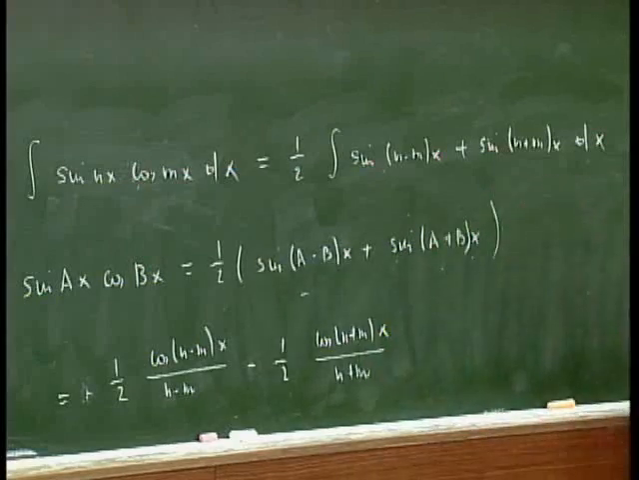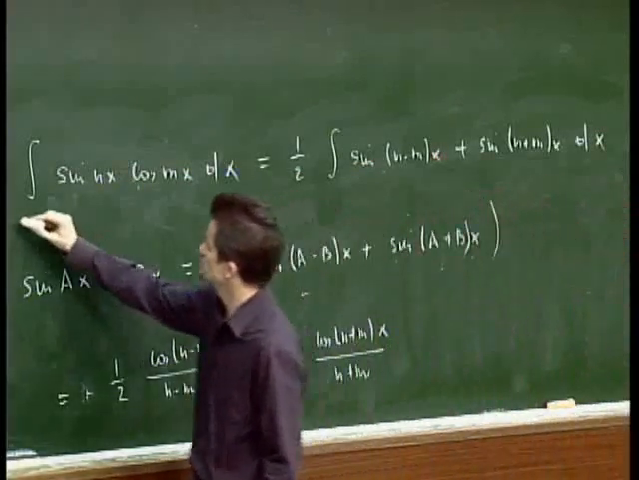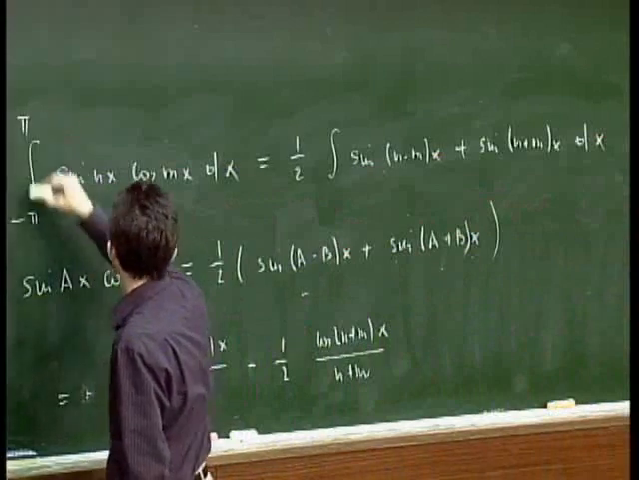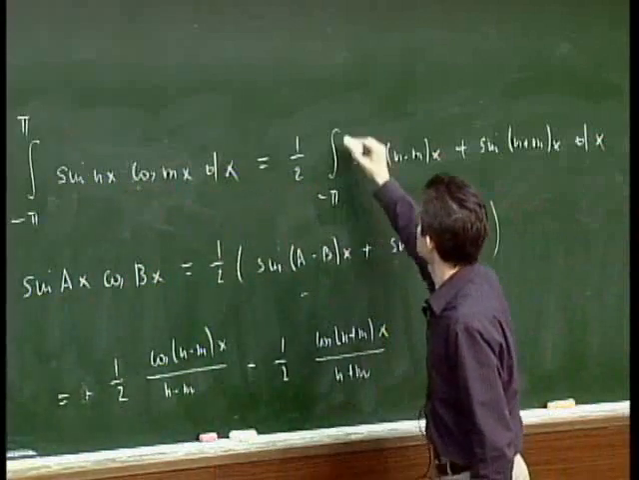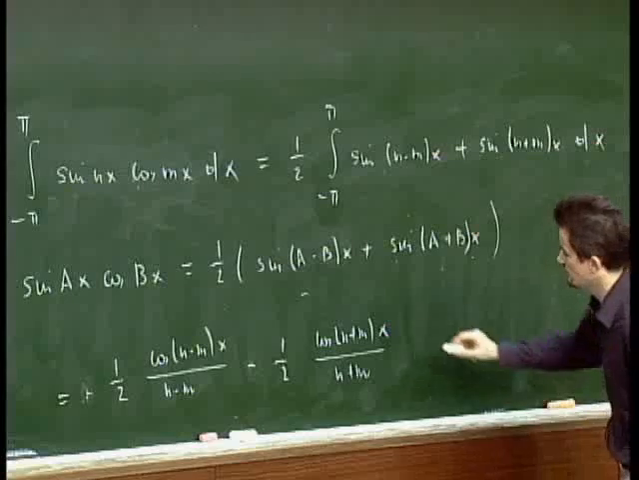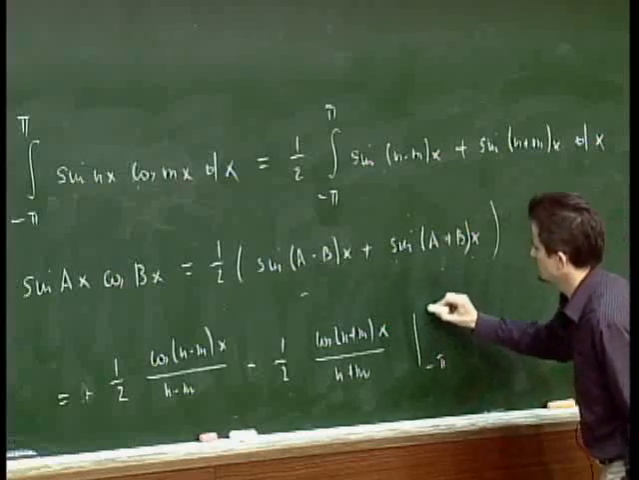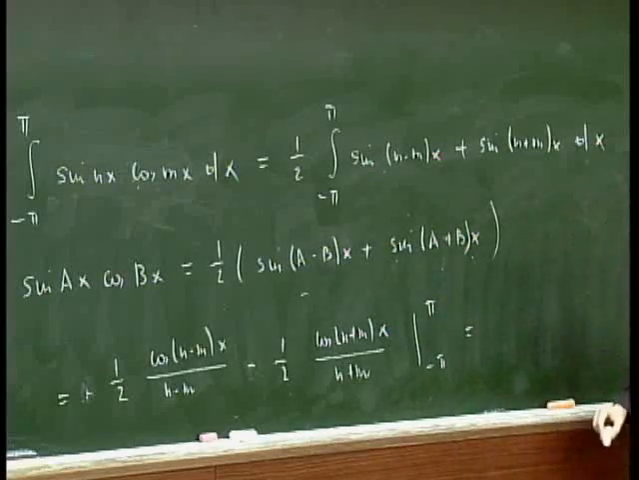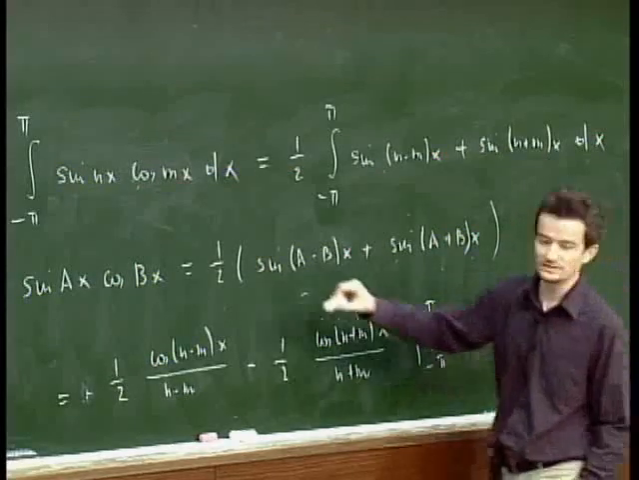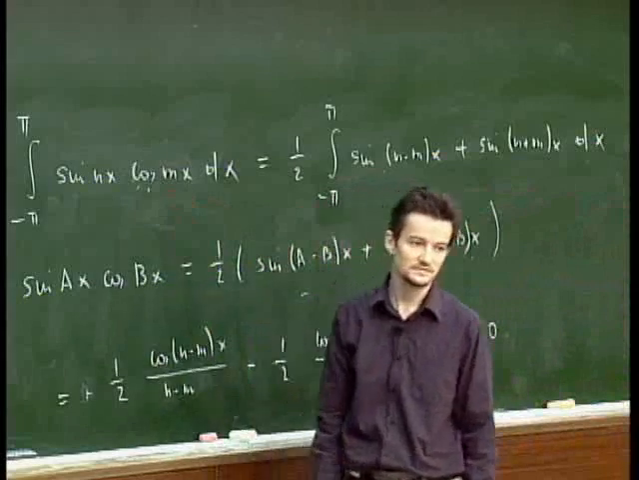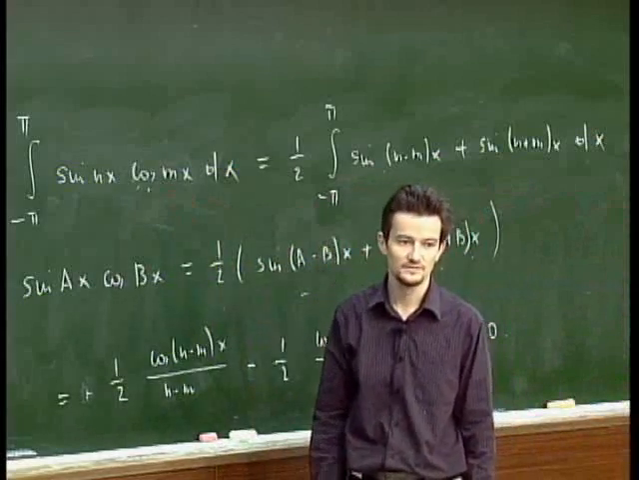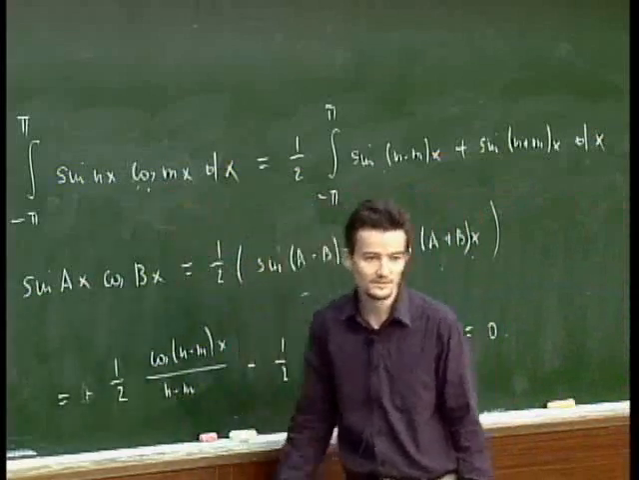So for instance, if you have boundary conditions going from minus pi to pi, then you evaluate this at minus pi and pi. You will discover it's equal to 0. So don't solve it like this, because you see that this function here is an odd function, so the integral must be 0.